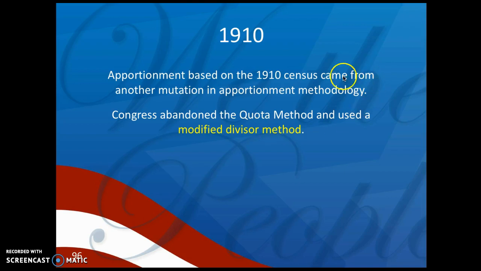So in 1910, Congress abandoned this quota method and then used a modified divisor method. And we'll spend some time in the upcoming weeks in class going over this, because this modified divisor method is definitely a lot more tedious, more difficult to compute, but some of those paradoxes will not pop up with the modified divisor method.